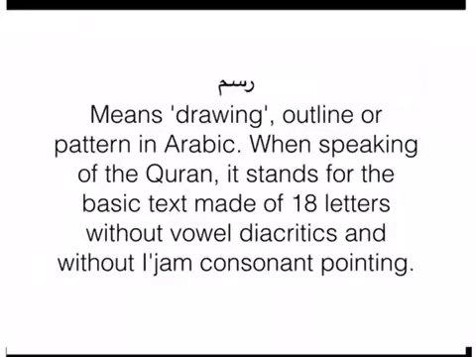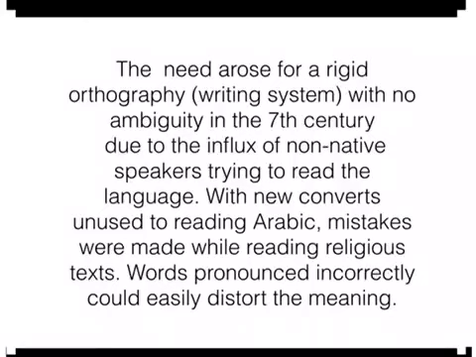When speaking of the Quran, it stands for the basic text made of 18 letters without vowel diacritics and without ijam, consonant pointing. The need arose for a rigid orthography or writing system with no ambiguity in the 7th century due to the influx of non-native speakers trying to read the language. With new converts unused to reading Arabic, mistakes were made while reading religious texts. Words pronounced incorrectly could easily distort the meaning of the Holy Quran.